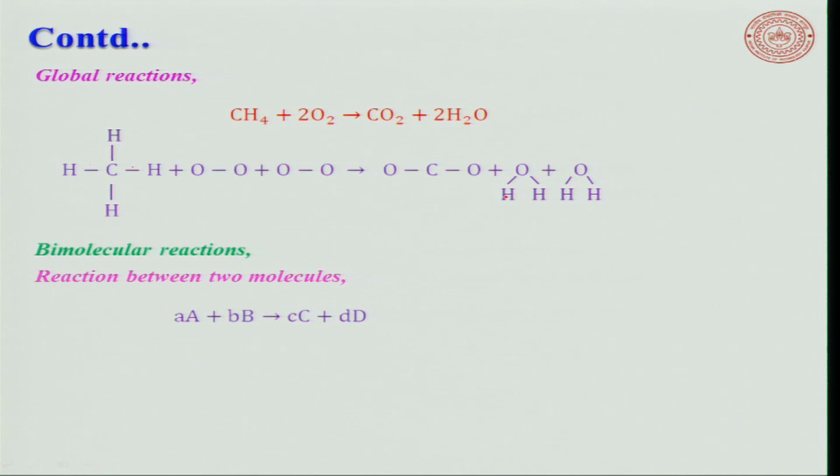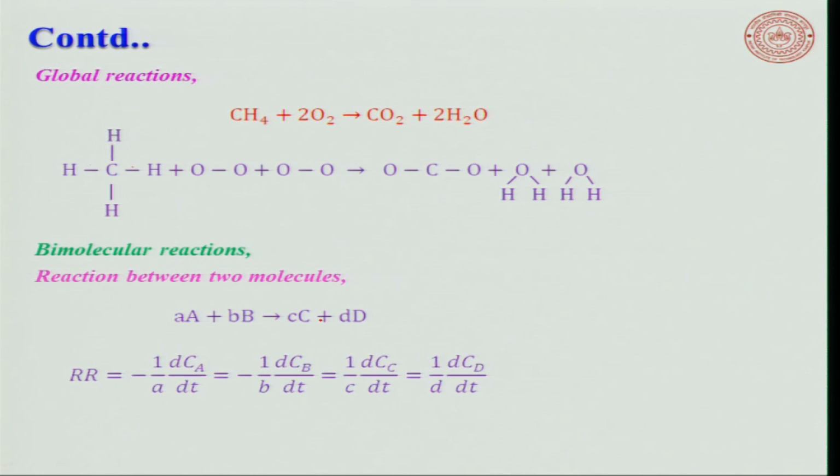Whereas what is likely to occur is that bimolecular and trimolecular reactions may occur. So, let us consider a reaction between two molecules: a moles of species A reacting with b moles of species B, going to the product c moles of species C and d moles of species D.